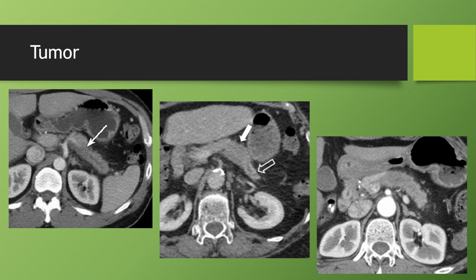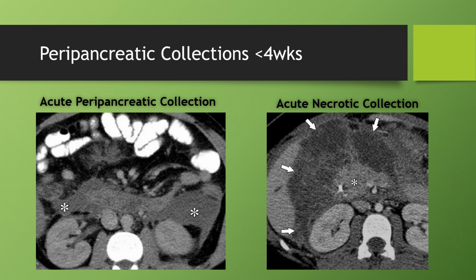And in the third image on the far right, you really don't see a definitive mass. You see what looks like pancreatitis, but we're not seeing the atrophy yet or the pancreatic duct dilation. So in this case, you would call this acute pancreatitis, and they would have to just do further workup to exclude tumor.